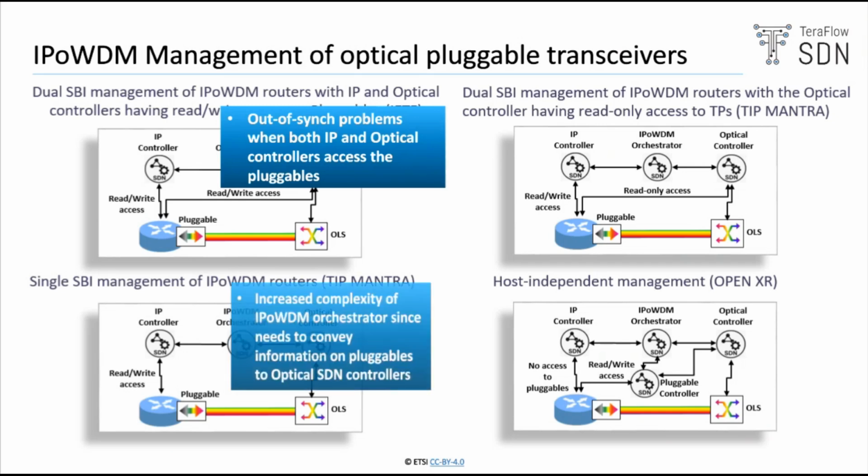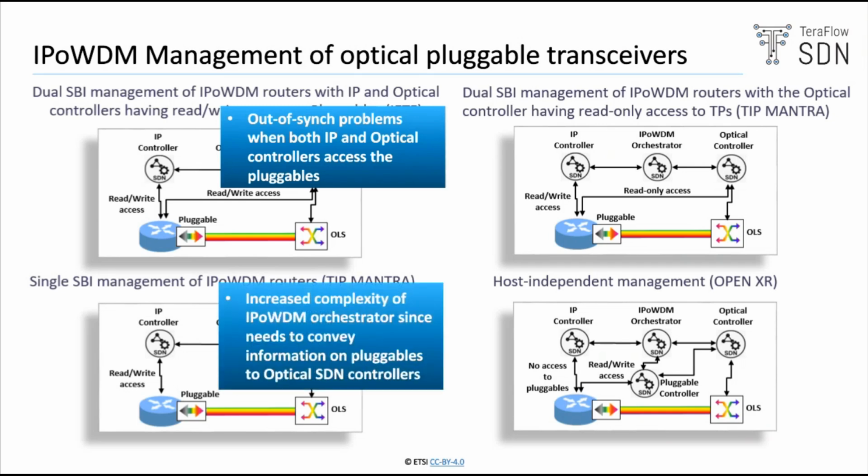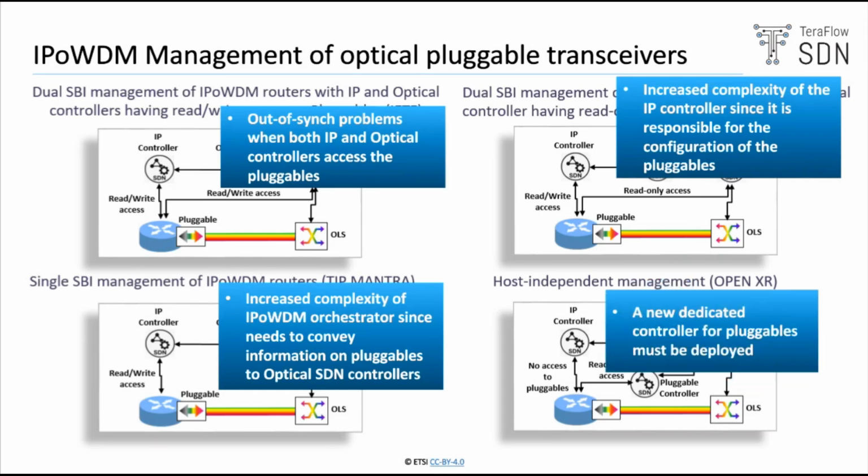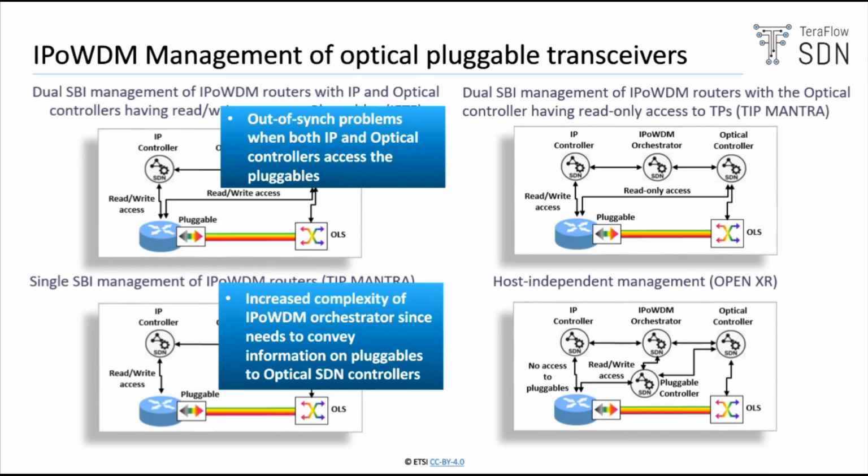The second one increases complexity, as it needs to convey information on the pluggables to the optical SDN controllers. The third one increases complexity at the IP layer, because it's responsible for the configuration of the pluggables. And the fourth one requires this new dedicated controller. We think, if you ask us, that the feasible solution and the more aligned with industry might be the dual southbound interface management proposed by TIP MANTRA.